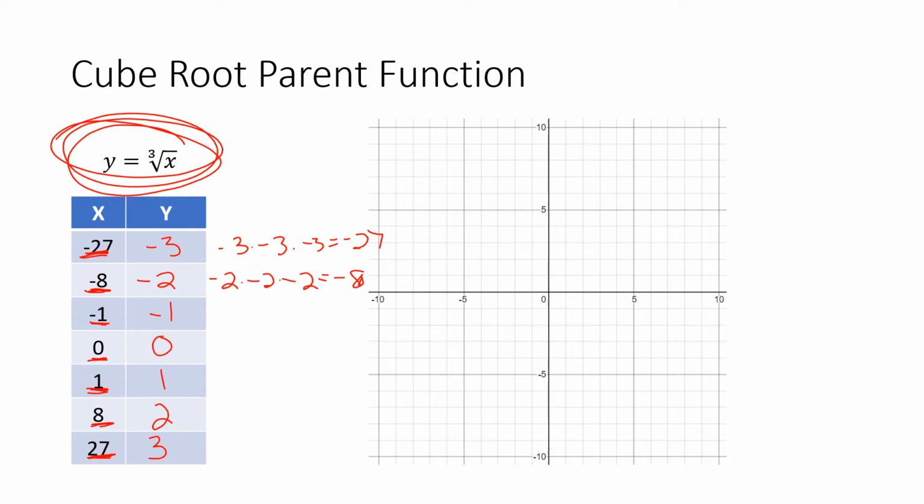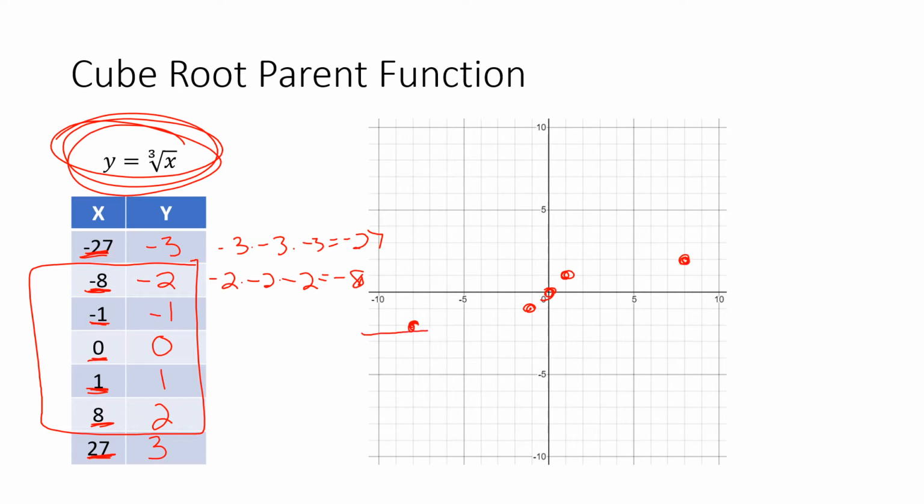Our graph doesn't actually go out to 27, so I'm going to start by graphing these points right here. So negative 8, negative 2, put that on my graph. Negative 1, negative 1, 0, 0, 1, 1, and 8, 2.